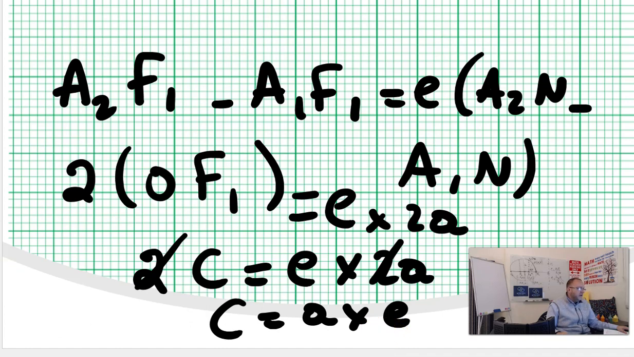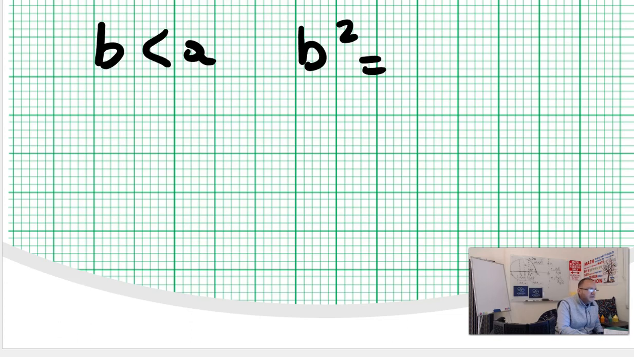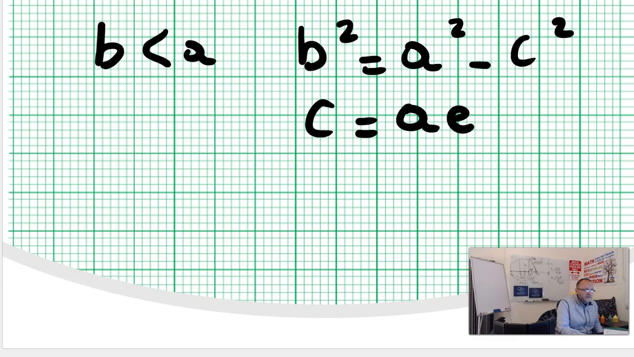So is this something for you to memorize? Again, that's up to you. I personally don't memorize, but I always remember that I have a squish, b is less than a, so I remember that b squared equals a squared minus c squared, like this, okay? And then I can derive whatever I want. If you want to memorize c equals ae, that's more than enough, but you need to stop here because everything else you can get from these two, okay?